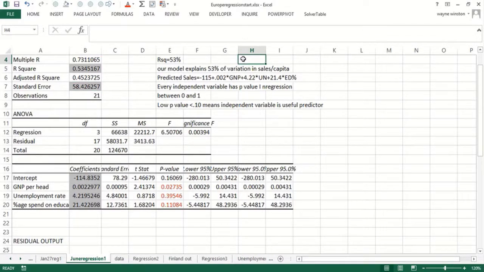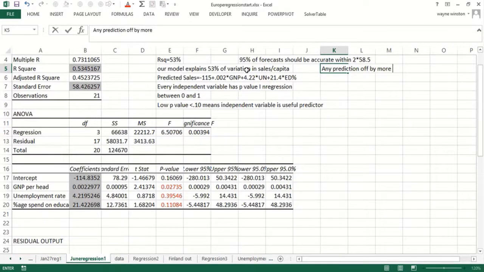And so that means this comes from the normal random variable, which will be discussed later in the class. For a normal random variable, and that governs things like height and weight, roughly 68% of your data is within one standard deviation of the mean, 95% within two standard deviations. So I double that 58. Okay, I get that 95% of the forecasts by plugging in this equation should be accurate within 2 times 58, about 117. Any prediction off by more than 2 standard errors is called an outlier.